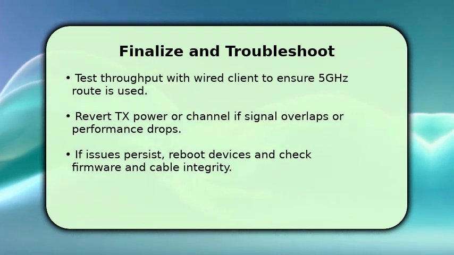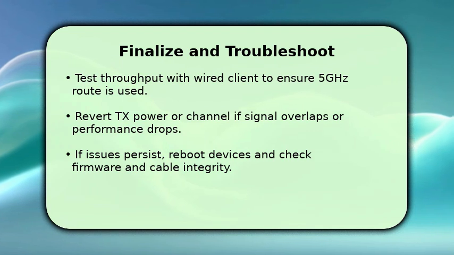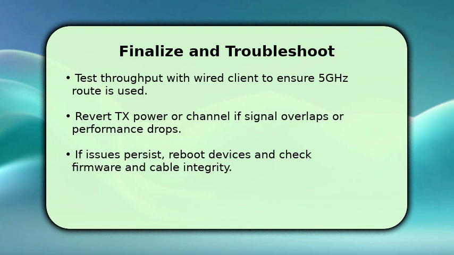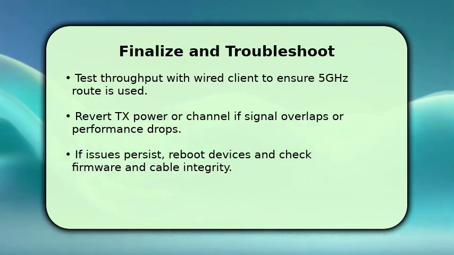If speeds are lower than expected, reduce channel width or lower TX power to avoid co-channel interference. This often improves real throughput. Make sure cables and switch ports are gigabit rated and that auto negotiation settled to 1 Gbps.